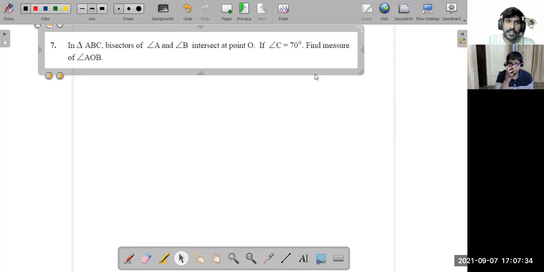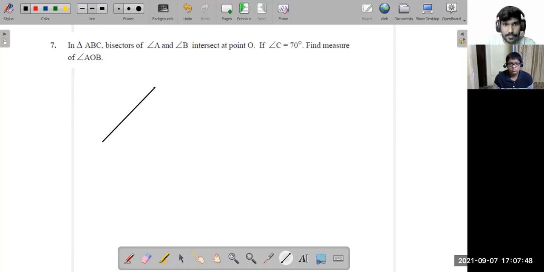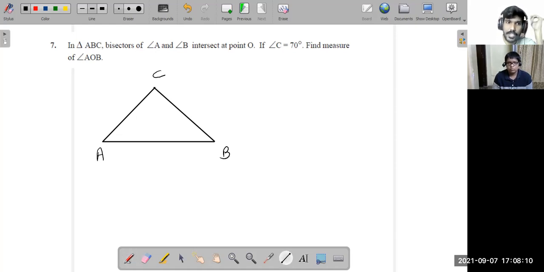Okay, now in this triangle ABC, the bisectors of angle A and angle B intersect at point O. So you have a triangle. Let me draw the triangle. This is triangle ABC. They say that the bisectors of angle A and B intersect at a point O. So this is the bisector of A and this is the bisector of B. They both intersect at O.